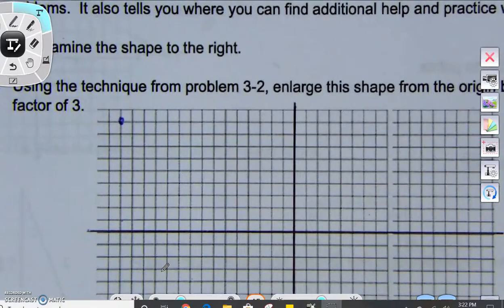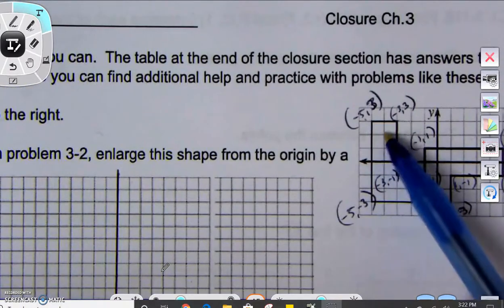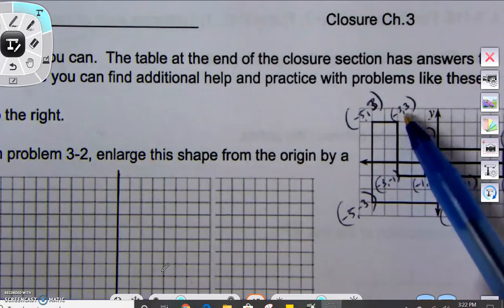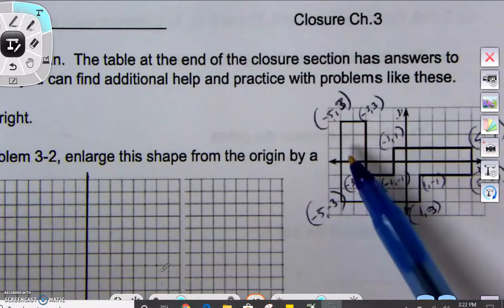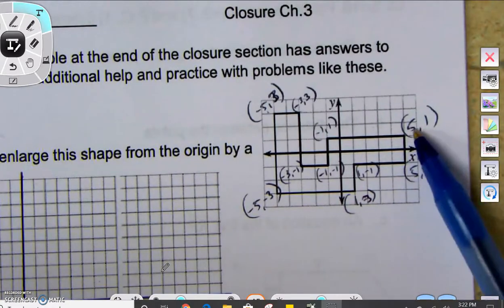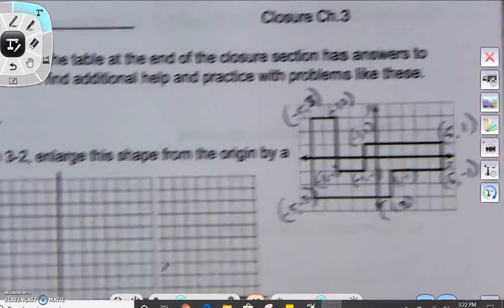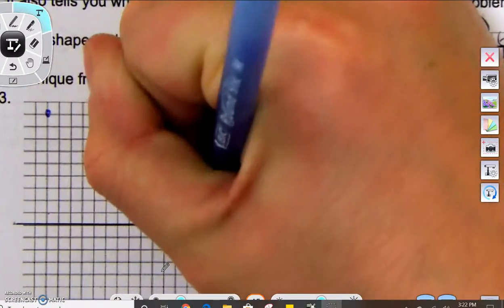That would be based off of where I drew my axes. It's going to be up there, and then I just keep on going. So negative 3, 3 multiplied by 3 is going to turn into negative 9, 9, and then I'm going to continue to do that for the rest of them. So negative 1, 1 is going to turn into negative 3, 3. 5, 1 will turn into 15, 3, and so on and so on.